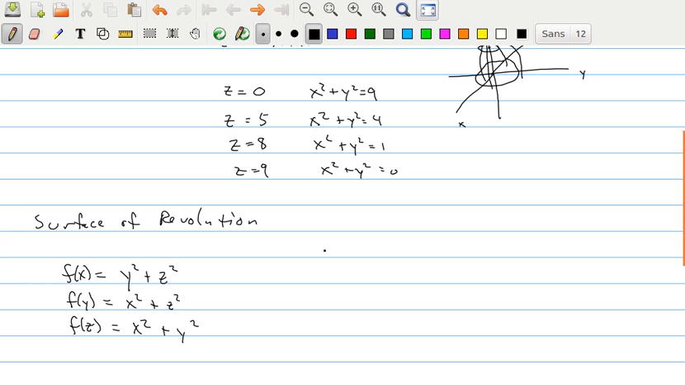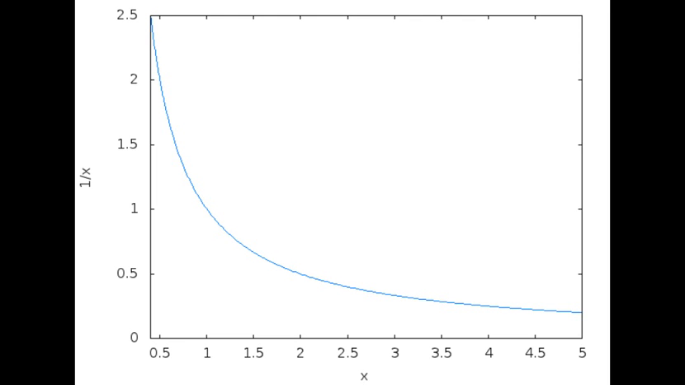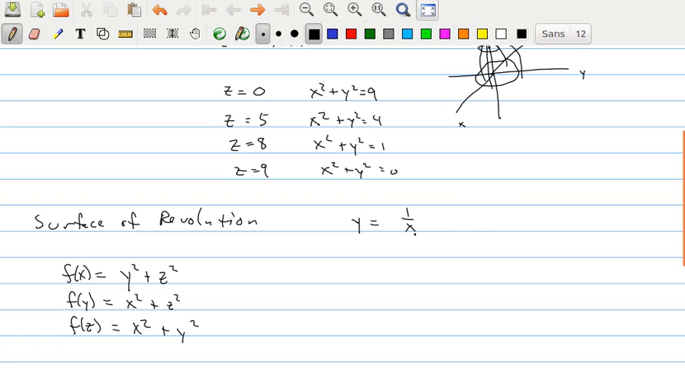Let's take an example of this. So let's say we've got the function y equals 1 over x. So if you look at 1 over x, just a small slice of this, we've got this standard hyperbola graph, the hyperbola shape. And now what we're going to do is take that picture and revolve it or rotate it about the x-axis.